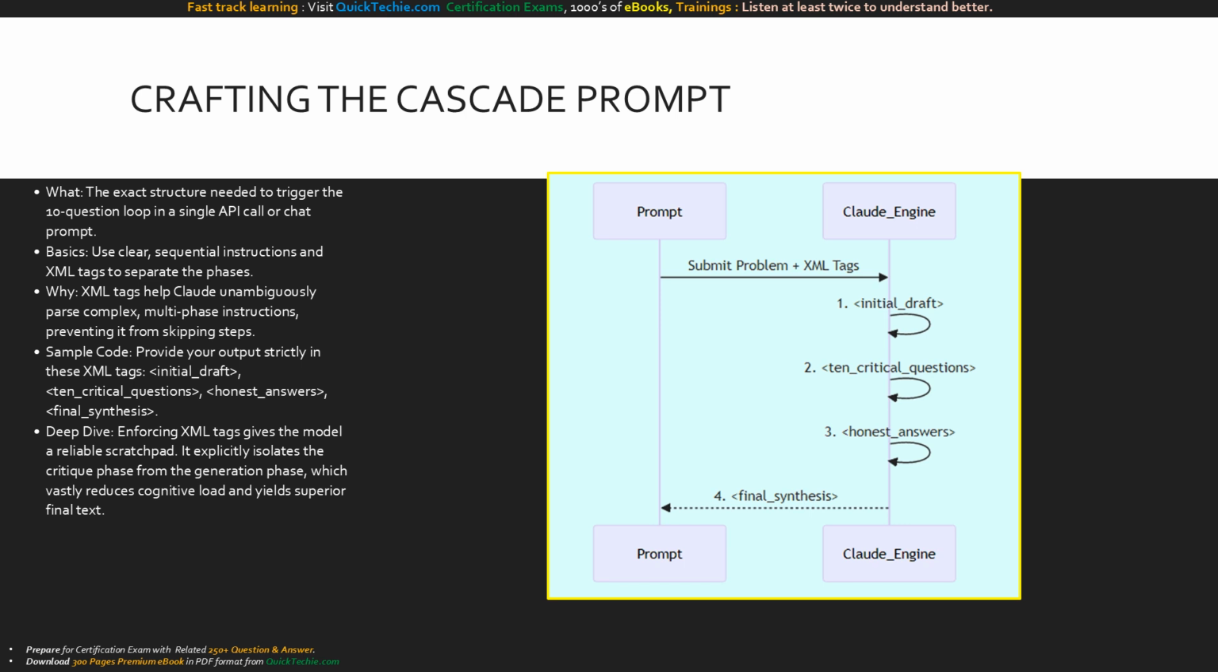This sequence diagram maps the internal execution inside the Claude engine. You submit the prompt with the required XML structure once. Claude then begins its internal sequential generation. It drafts the initial response, pivots to generate the 10 critical questions, answers them honestly, and only then streams the final synthesis back to you. The entire heavy lifting process is handled autonomously in a single turn.